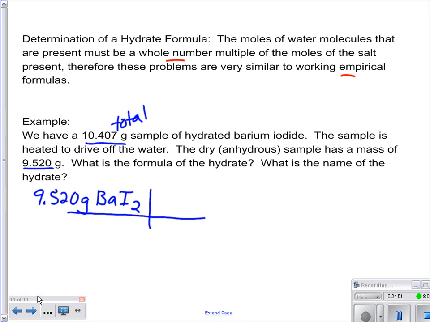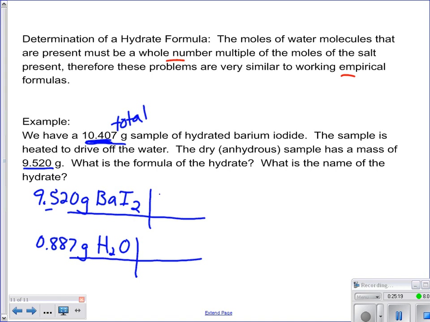What else do we need to do? We've got our salt. We also need to figure out the water, right? So how would you figure out the mass of your water? Subtract it. Yeah, so our total minus our salt gives us 0.887. So hopefully everybody saw that we just took this value and subtracted our 9.520. And we've got that many grams of our water in there.